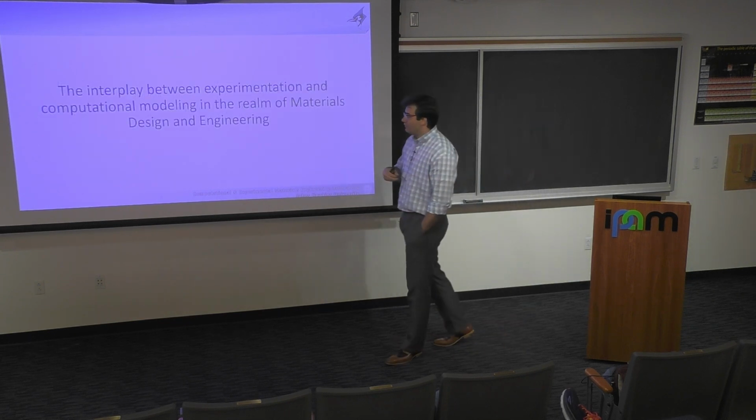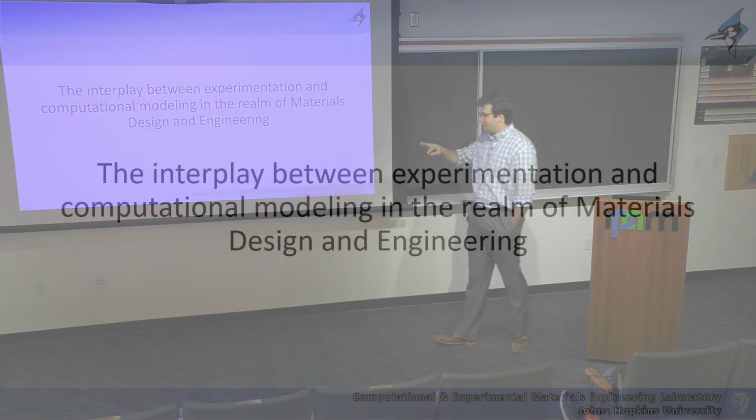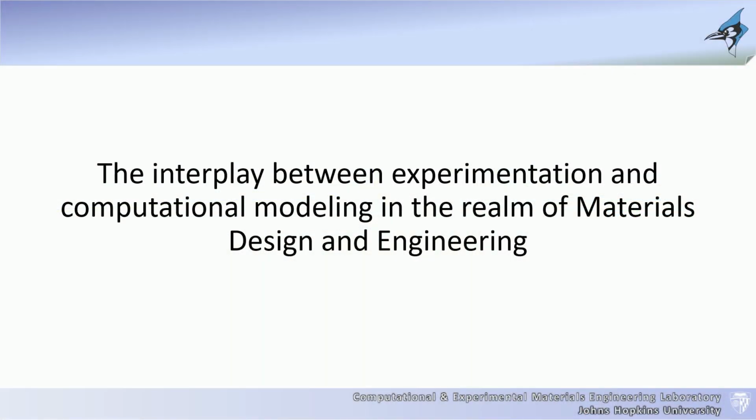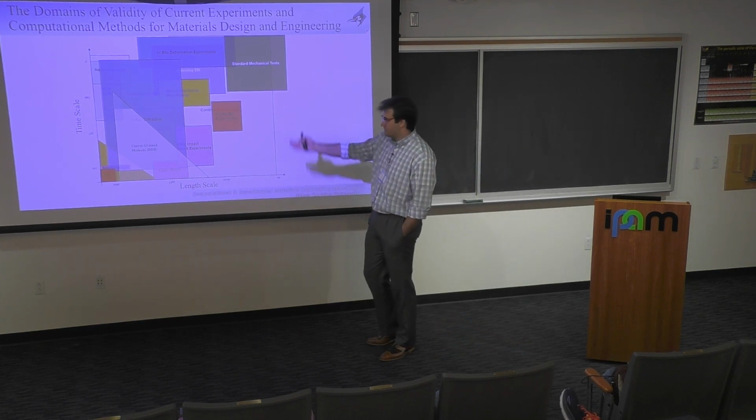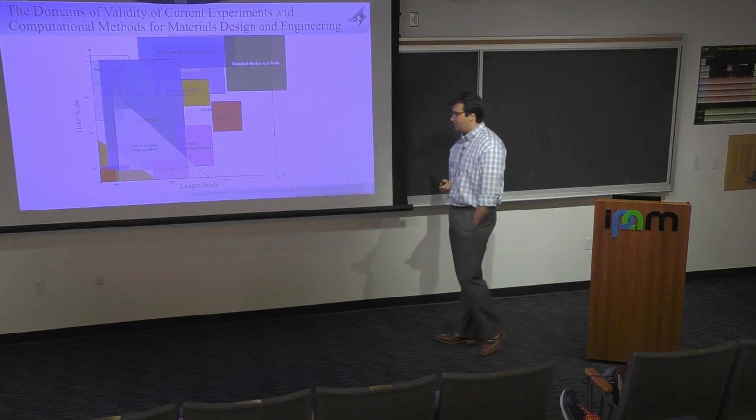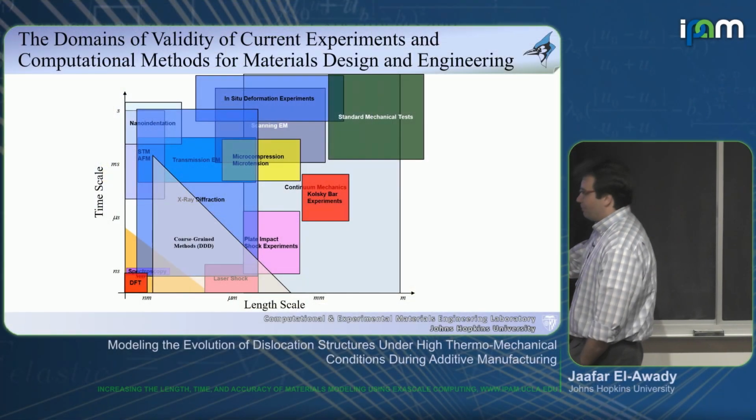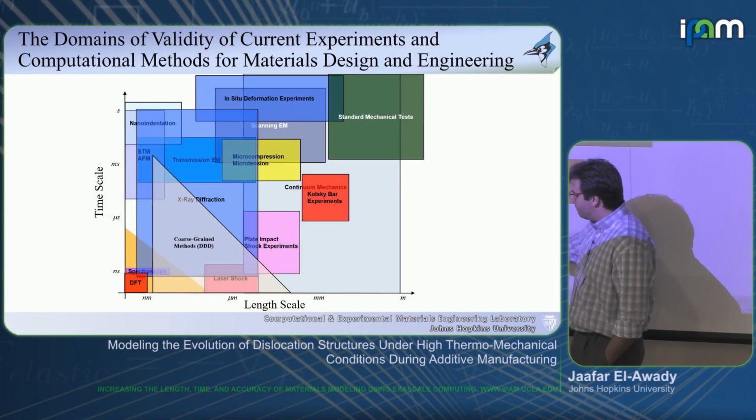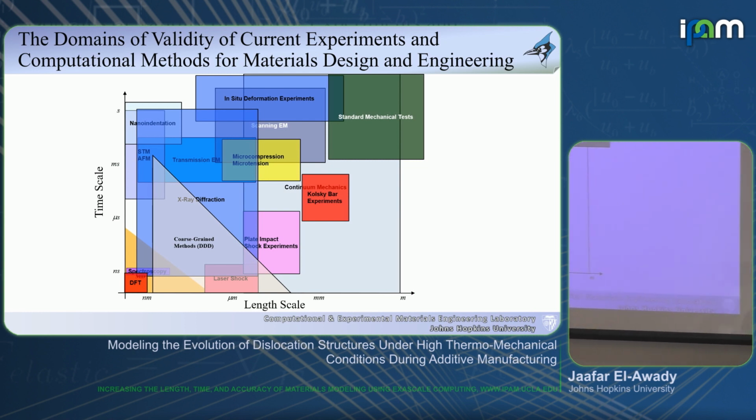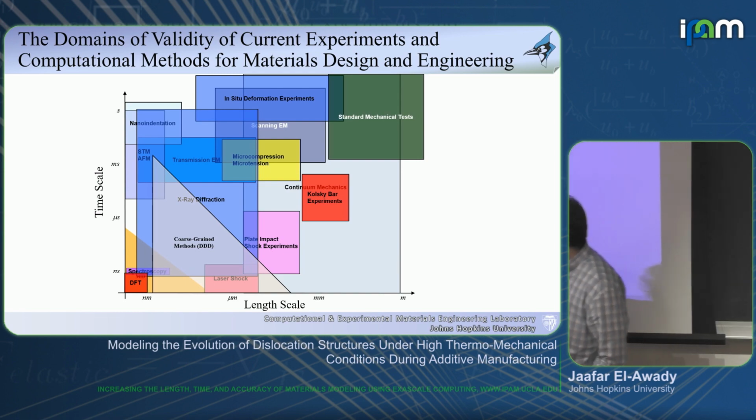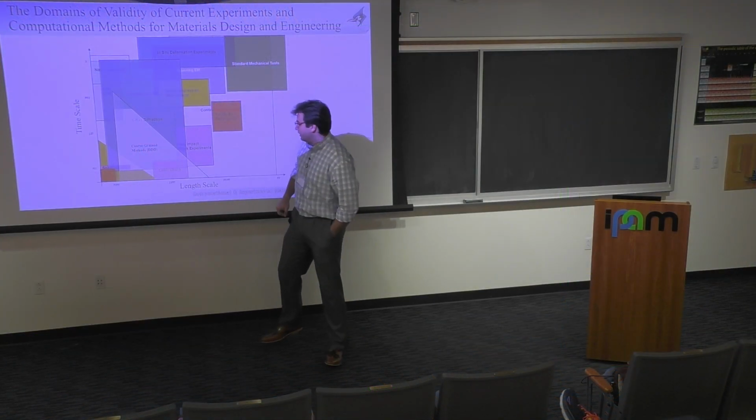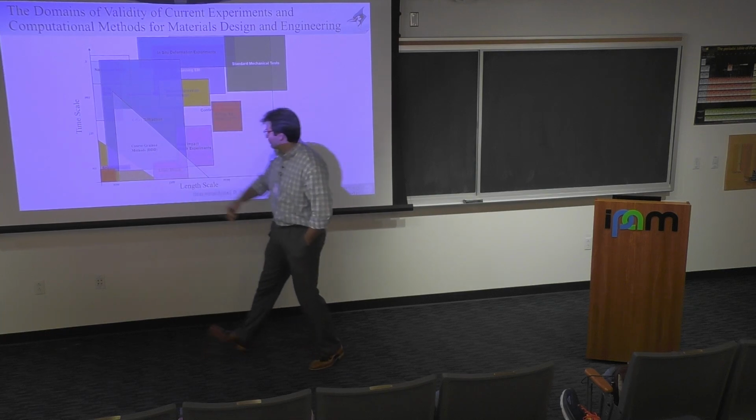But before I go into that, I wanted really to talk a couple of slides here of discussing this idea of interplay between experiments and computational modeling in this realm of material design and engineering. So maybe some of you guys have seen similar plots of these. This is the time versus length scale type of plot, but we're overlaying on top of it here approximately the domain of applicability of different types of simulation methods, as well as the domain of applicability of different types of experimental techniques. So you can see like the DFT calculations would be down here, atomistic simulations, MD simulations is the yellow region over there.